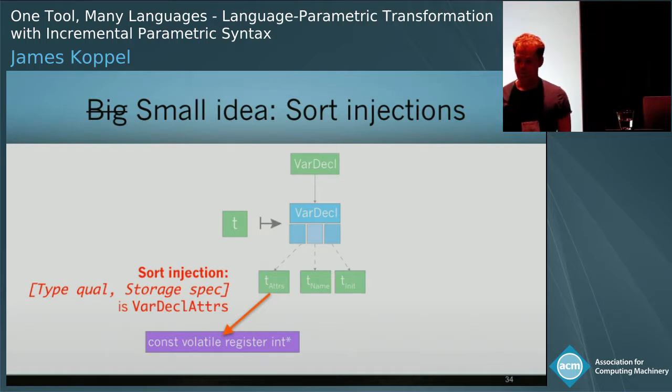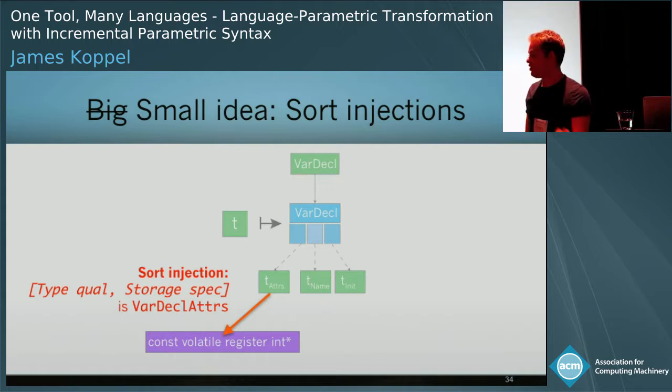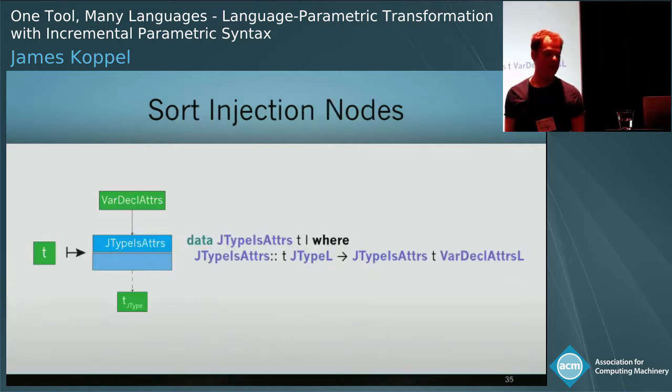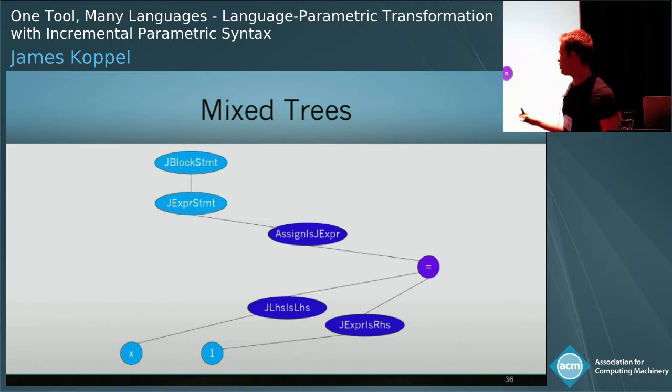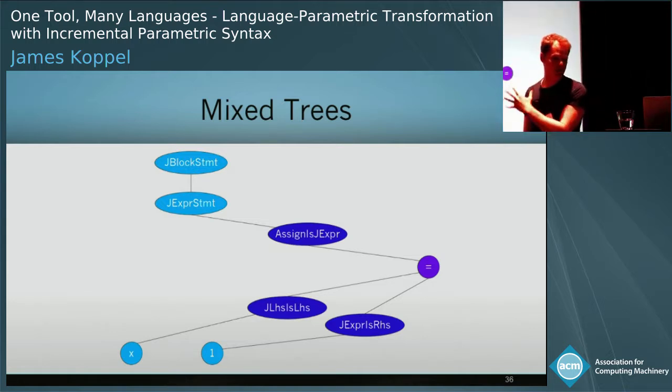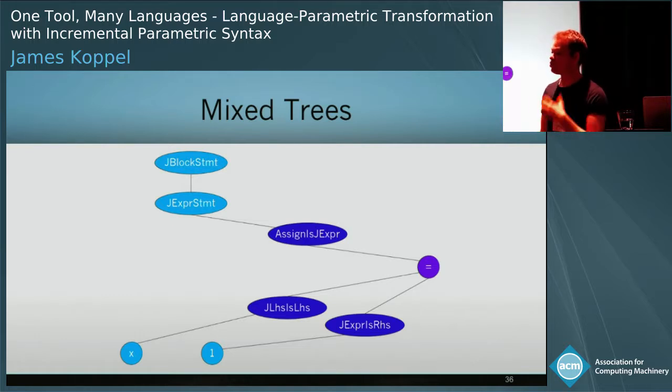How do we do this? Well, we already know how to modularly control what nodes may be in the AST. That's data types à la carte. So we just turn edges into nodes. To say that Java type is a subsort of variable declaration attributes in Java, we give Java a new node called Java type is attributes. And from this, we get our actual representation of programs. We get these sort of mixed trees, where it goes, here's Java-specific code, sort injection, and that's the glue that jumps us over into generic node land, where transformations live, and there are sort injections back into Java-specific land.